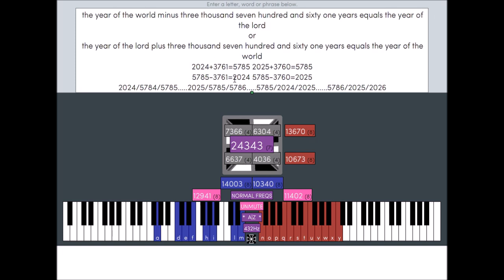That's how every single one of the Anno Mundi years, when they start out, that's how it operates back to the Anno Domini years. And then later on, the Anno Domini year shifts, while the Anno Mundi year stays the same. And then it's 2025 plus 3760 equals 5785, and 5785 minus 3760 equals 2025.